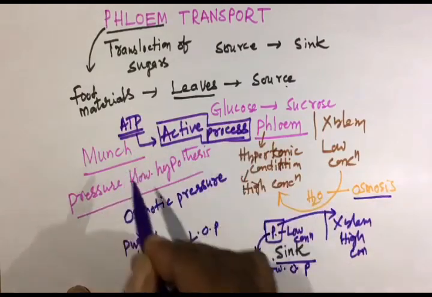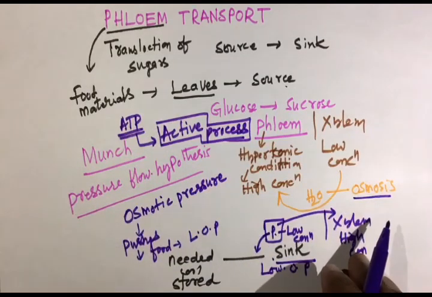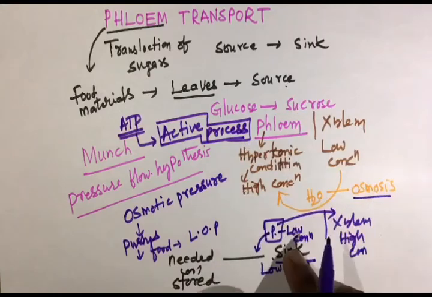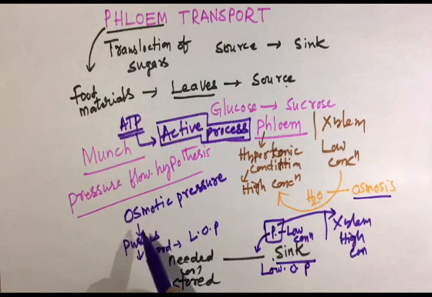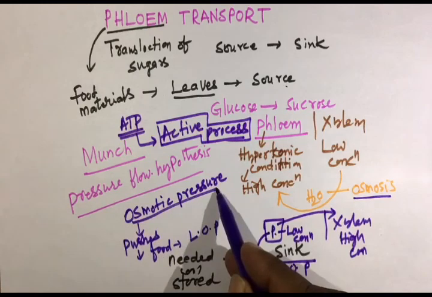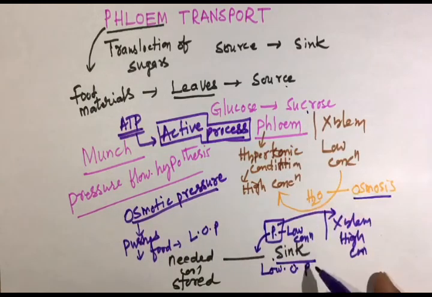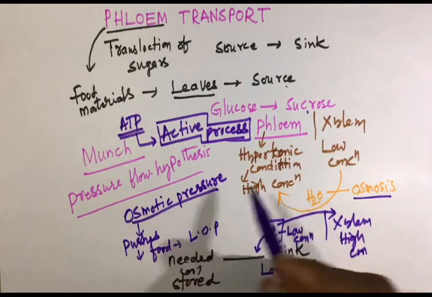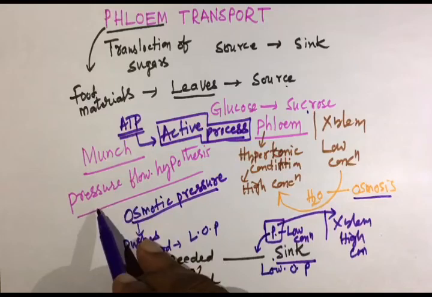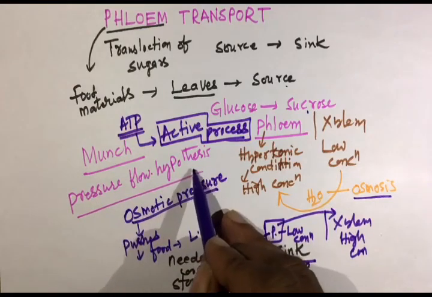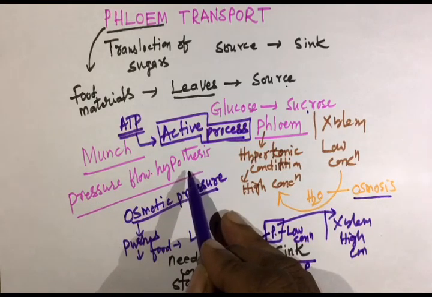So this is about the phloem transport from the source to sink area, that is mainly due to the difference between osmotic pressure at source as well as at sink. So Munch proposed the pressure flow hypothesis to explain this phloem transport.